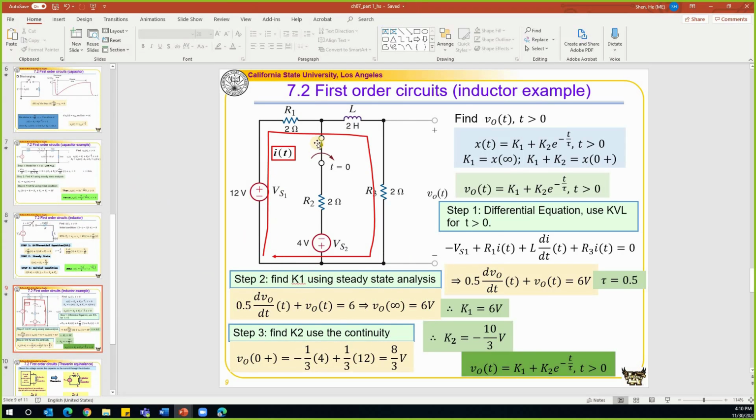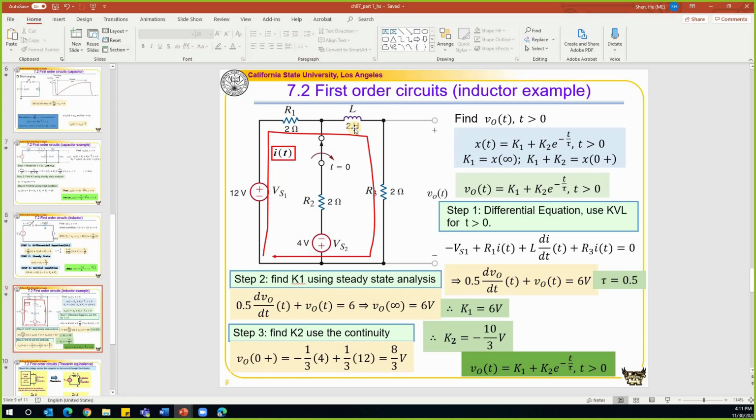Now let's look at a more complex problem with one inductor in the network. In this problem, we are looking for VO. VO is over here, the voltage on this 2 ohm resistor, and there's one inductor over here. We need to find out what happened to this inductor before we can find VO. If we know the current through this inductor, VO can be easily calculated by using the current times the resistance 2 ohm, right?